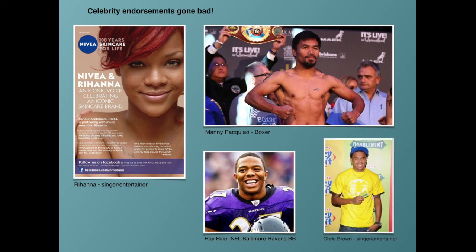And then you have Chris Brown. Chris Brown was dropped from his endorsement with Wrigley when he was charged with domestic violence against Rihanna. And this happened before Rihanna was dropped from Nivea. And when they decided to drop him, they had just released this particular ad.